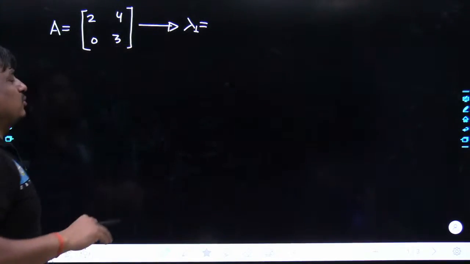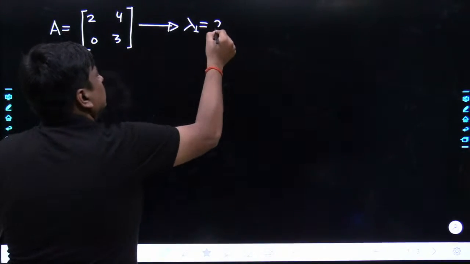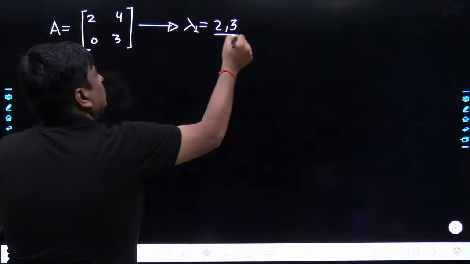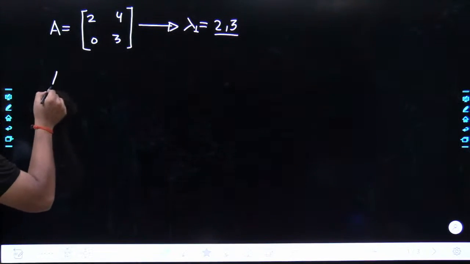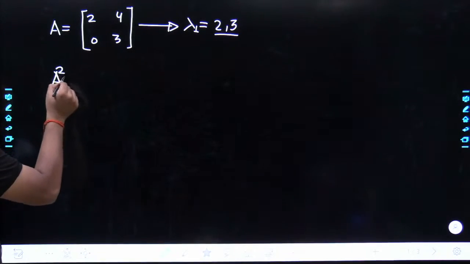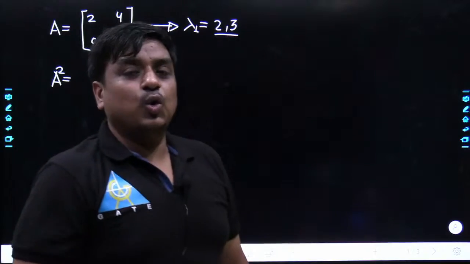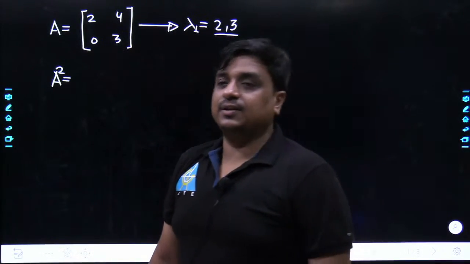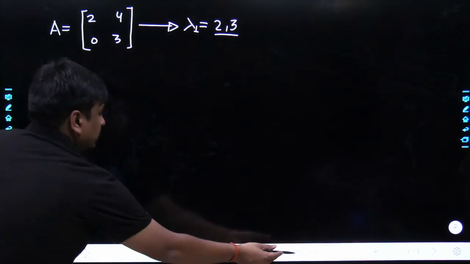The eigenvalues have already been calculated. If you want, you can calculate them by yourself. The values were found to be 2 and 3. Now I wanted to ask one thing. If I design a new matrix A square, what would be the change in the eigenvalues as well as the eigenvectors? So far, just understand this.